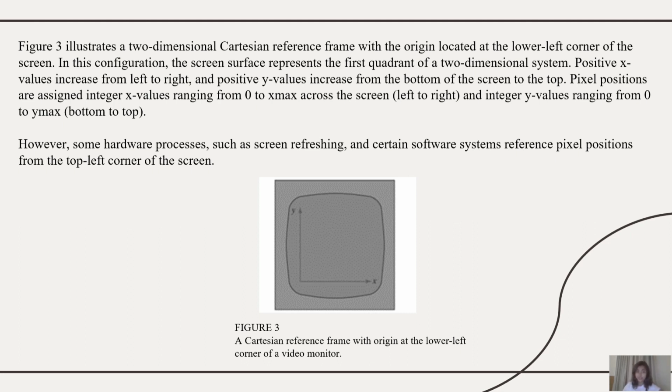Now, figure 3 is a 2D Cartesian reference frame with the origin located at the lower left corner of the screen. In this configuration, the screen surface represents the first quadrant of the 2D system. Positive x values increase from left to right and positive y values increase from bottom to top.